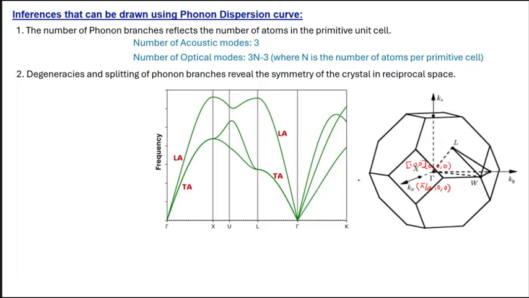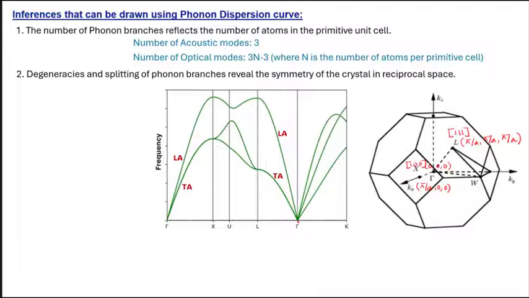Similarly, at this gamma point, while moving along L, where L is the center of the hexagonal face having the coordinates pi by a, pi by a, pi by a in reciprocal space, if I move from gamma to L, we are moving along the 1 1 1 direction. So here also the two acoustic modes are degenerate. That means the 1 0 0 direction and 1 1 1 direction are high symmetry directions.